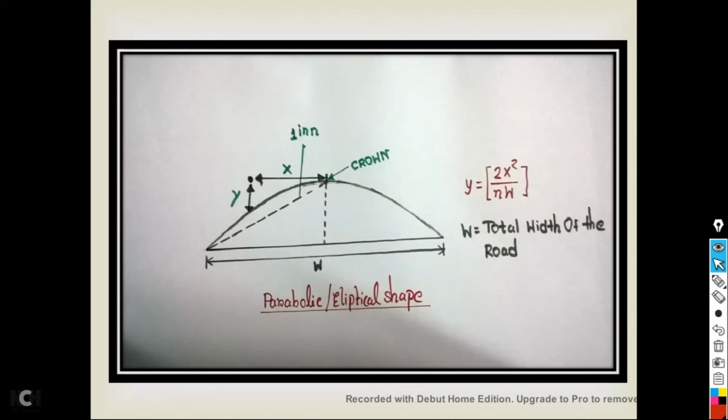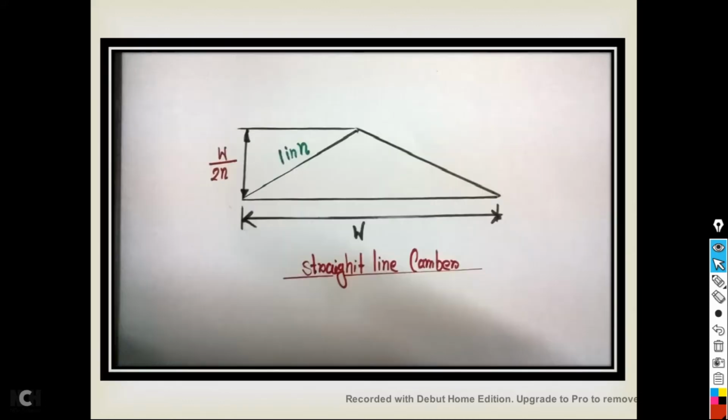Now move on to the next camber, the straight line camber. The advantages of straight line camber are a uniform cross sectional slope, and it is generally provided in cement concrete pavement, and it is preferred for slow moving vehicles also. The disadvantage is it is not preferred for fast moving vehicles because it causes a jerk when crossing the center line.